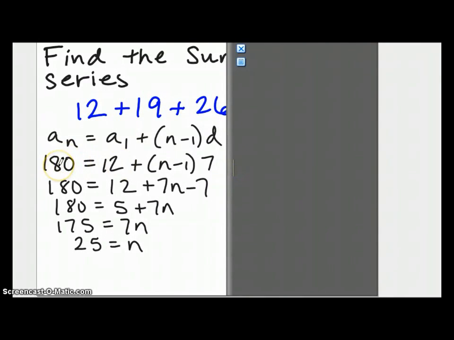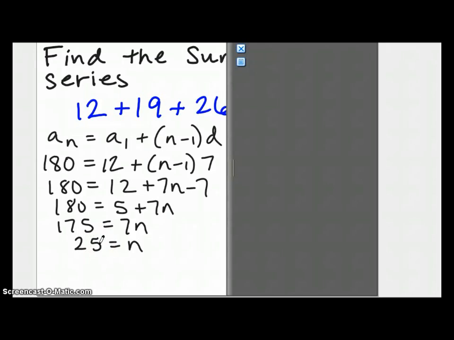So putting 180 in as my nth term, 12 is my first term. I don't know n, and 7 is my difference. So when I distribute that, I've got 7n minus 7. Here's my first term, my nth term. I can put 12 and the negative 7 together. That gives me 5. If I move that 5 over here, I'll be subtracting it. So I have 175 equal to the 7n, and then I'll divide that out. That gives me 25. So 25 is my n value.